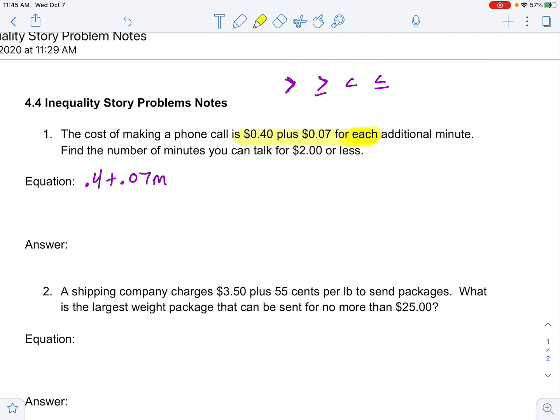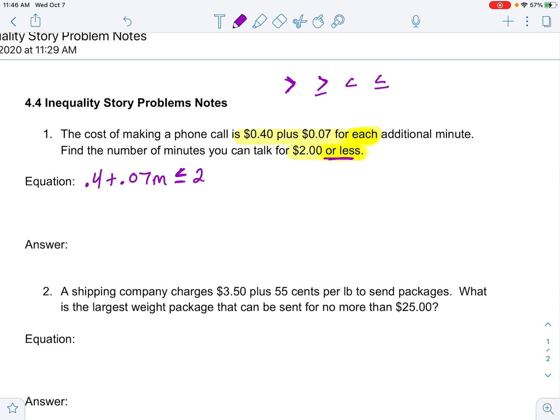Okay, let's keep going. Find the number of minutes you can talk for $2 or less. That or less is going to be important as well. So $2 is my total. Now, do we want to stay under the total, above the total, or equal to the total? Well, I'm allowed to hit the total. Find the number of minutes you can talk for $2 or less. So I need to be less than or equal to the total. $2 equal to or less would be our less than or equal to sign.